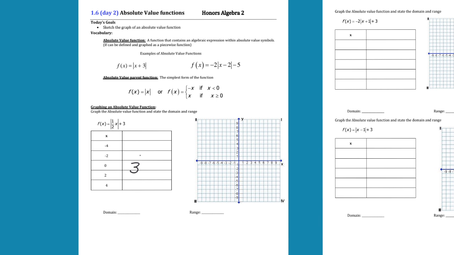So I'm going to do 3. I don't know why this is not working. There it is. Okay. And if you plug in 2, let's go plug in 2. Half of it is 1. The absolute value of 1 is 1. And then you add 3 to it, and you're going to get 4.